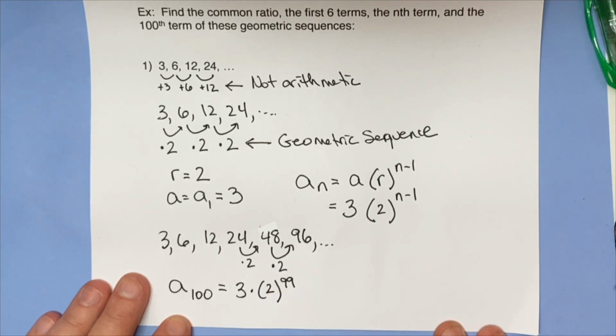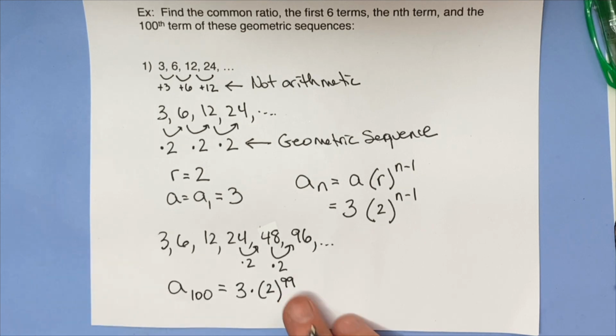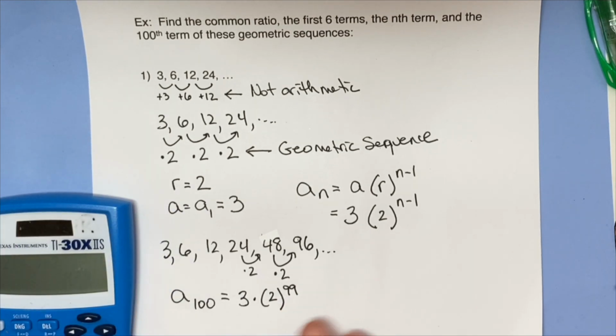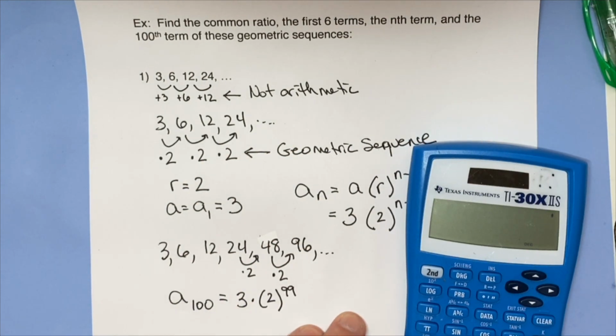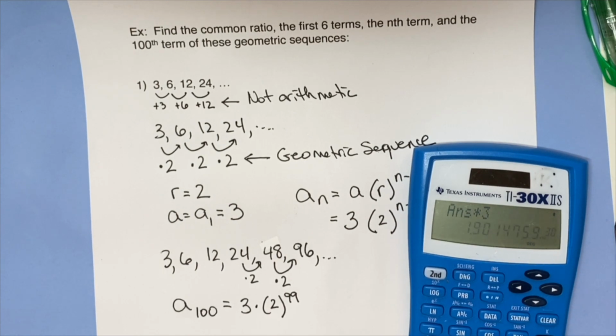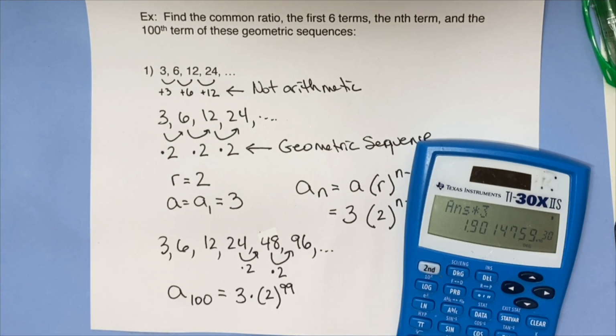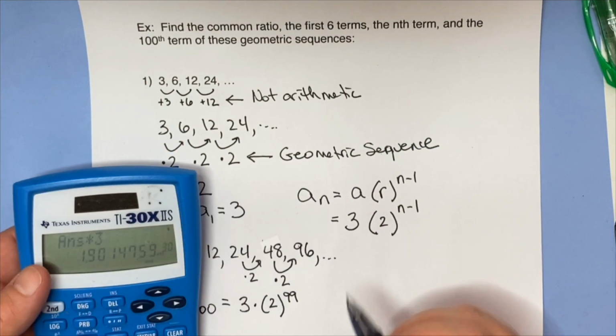Now, this is sometimes going to be very difficult. So let's take a look. I haven't double checked on this calculator. We may not be able to calculate that high. So let's try it. 2 raised to the 99th power. And as you can see, it's having to write it in scientific notation. So I'll go ahead and multiply by 3.